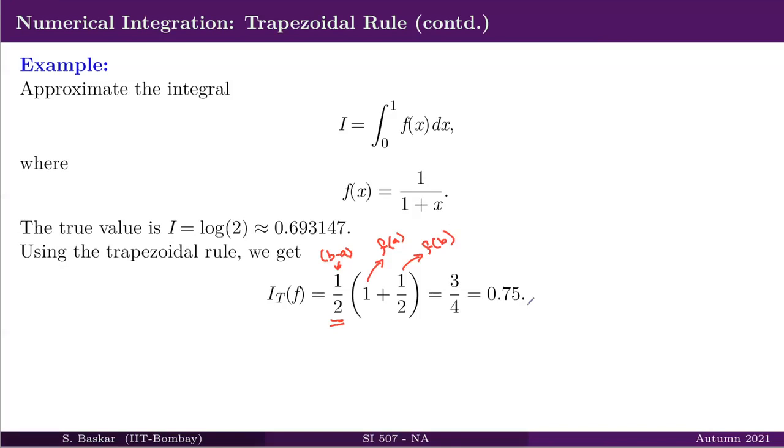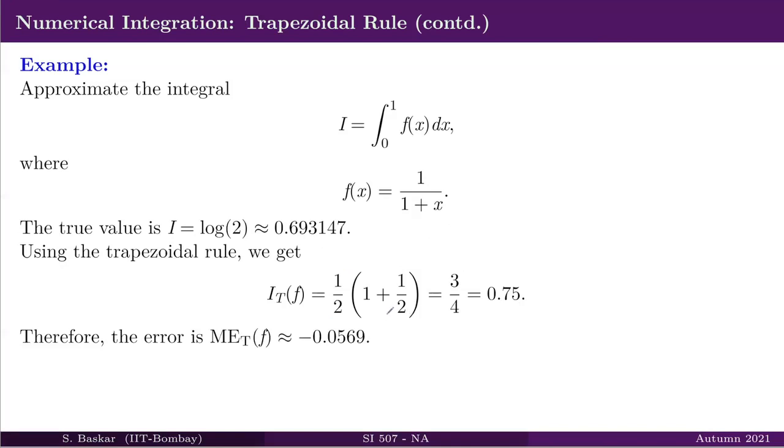and that gives us 0.75. In fact, in this example, we can find the value of the mathematical error explicitly because we have the exact value and also the value obtained from the trapezoidal rule. Therefore, we can directly find the difference between these two, at least up to the decimal digits given in the exact value. The mathematical error is approximately minus 0.0569. Let us try to get the estimate using the expression which we derived in the last theorem.